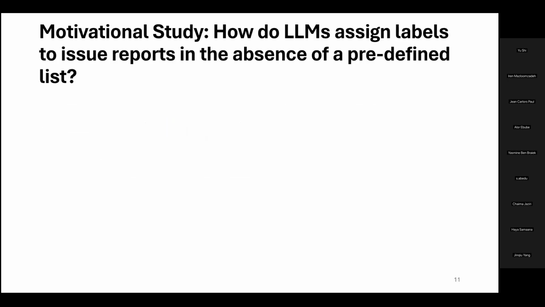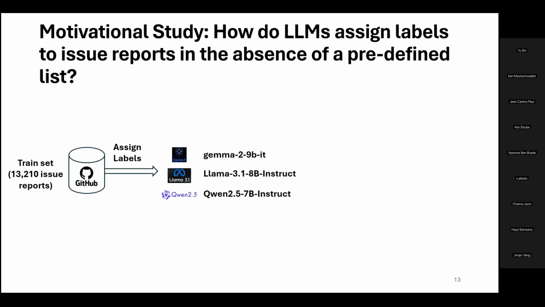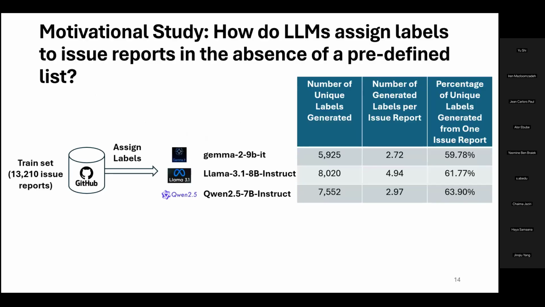So first we conduct a motivational study looking at how labels are assigned to issue reports by LLMs without a predefined list, because we talked about the list earlier, but this is to look at what happens if you don't have it. What happens if you just ask it to assign any labels to an issue report, basically. So we start off with our train set, and then we get our 3 label assigners to assign labels, and this is what we get out of it.